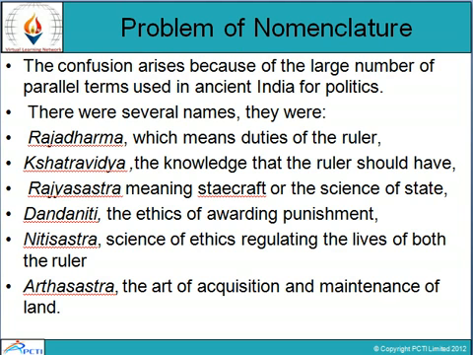So, the problem of nomenclature. The confusion arises because of the large number of parallel terms used in ancient India for politics. Which were they? Raj Dharma, which means duties of the ruler. It means the ruler who is ruling the people, what are his or her duties. Shastra Vidya, the knowledge that the ruler should have. When a ruler is ruling people, what kind of knowledge the ruler should have.